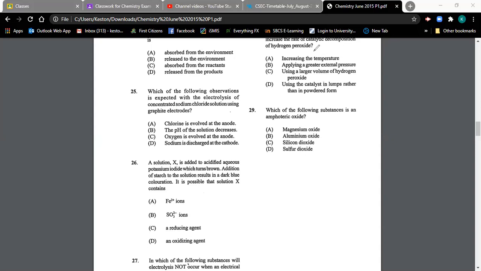So what they're using is aqueous potassium iodide, which turns brown. Addition of starch to the solution results in a dark blue coloration. That means I have iodine being present. A reducing agent will be oxidized, losing electrons, and an oxidizing agent would be gaining electrons.